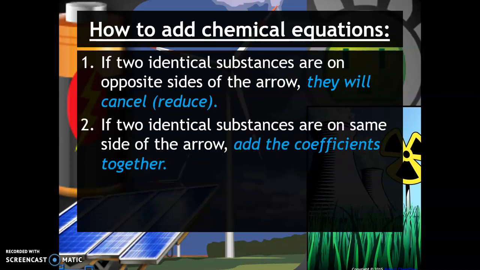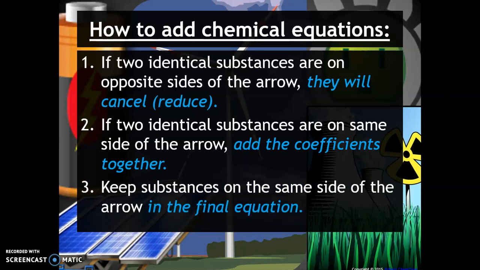And if there are two identical substances on the same side, you add the coefficients together. I'm going to show you an example of that. And the other rule is to keep substances on the same side of the arrow in the final equation. You can't move them from the left side to the right side. They're going to stay on the same side.